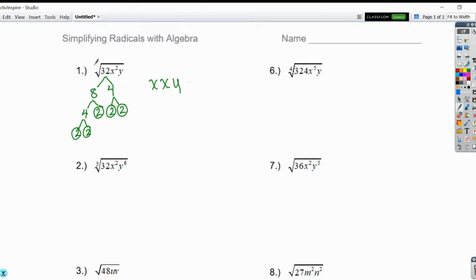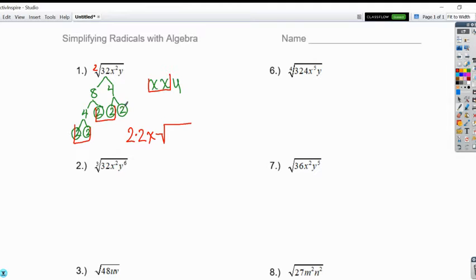So I'm talking about a square root. Remember that has the index of 2, so you're looking for pairs. You're looking for matches in groups of 2. Every time that you find a match, we're going to write it down once outside. The same goes for those variables. When you find a match, you write it down once outside. Anything that is left over without a match stays inside the radical.